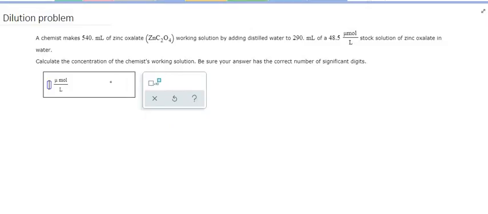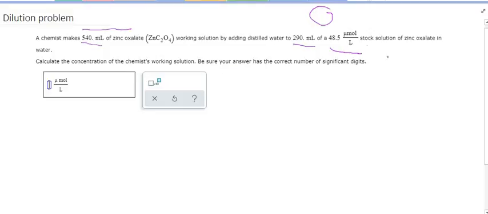Alright, here's another problem from ALEKS. A chemist makes 540 milliliters, I see three sig figs there, of zinc oxalate working solution by adding distilled water to 290 milliliters of a 48.5 micromolar stock solution of zinc oxalate in water. Calculate the concentration of the chemist's working solution. So he has something that's concentrated right here, and he wants to dilute that into a greater volume, 540 milliliters.